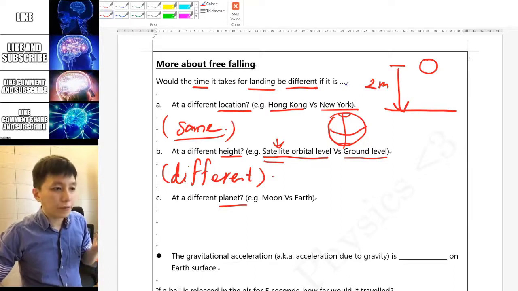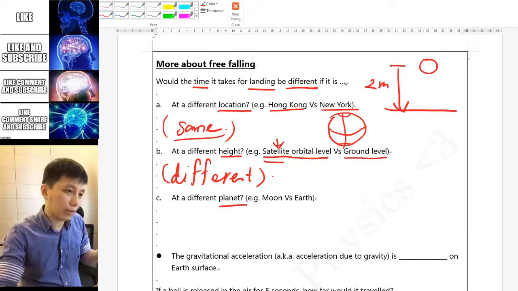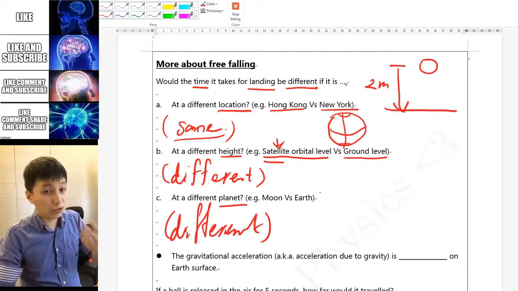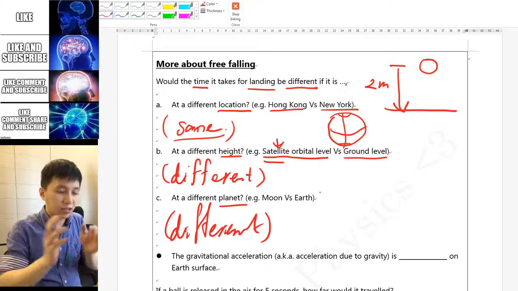And lastly, for different planets, the Moon and the Earth, obviously the answer will be different. If you ever go to the Space Museum, then you know the astronauts walking on the Moon are so much lighter than the ones on Earth.